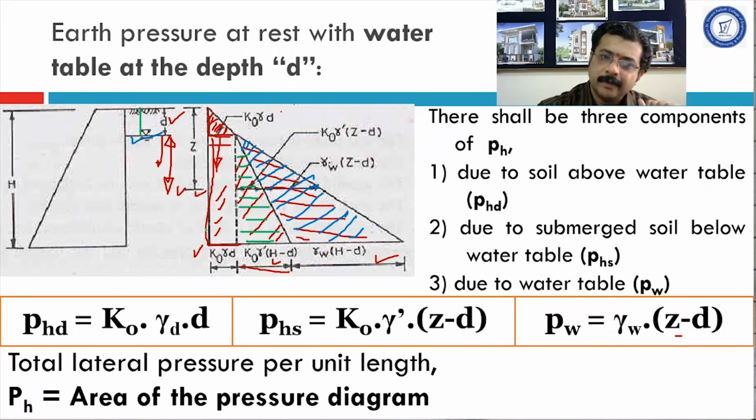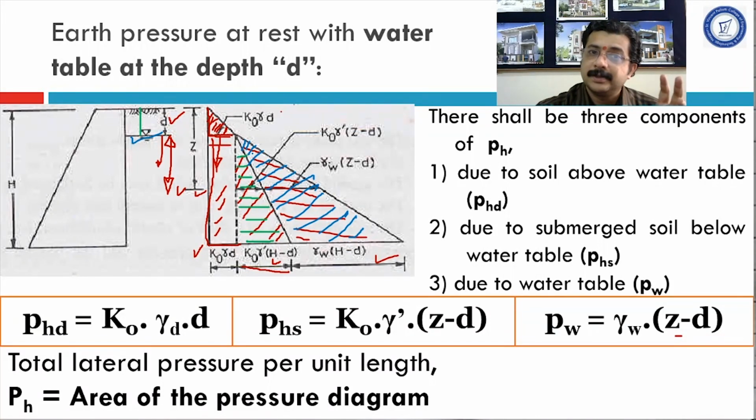So in this way we will find the area of all these four component shapes in this pressure diagram. We will add them together. That will be the total thrust acting laterally per unit length of the retaining face. Okay, I hope this is clear to you.